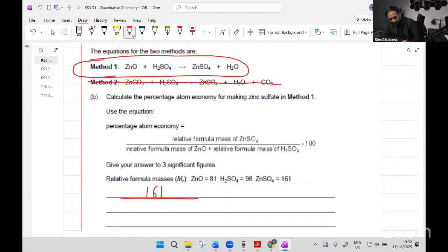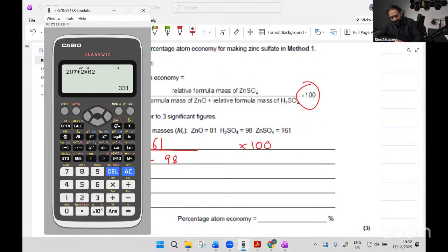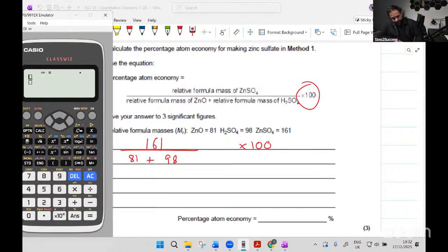And then it says on the bottom, put the relative formula mass of zinc oxide, ZnO, which is there, plus the relative formula mass of H2SO4, which is there. So they've told you all these numbers. It's a bit like a substitution question. You're just substituting numbers into the right places in the formula. And then it says times 100. And so you just need to type that carefully into your calculator. And it gets you 89.9%.